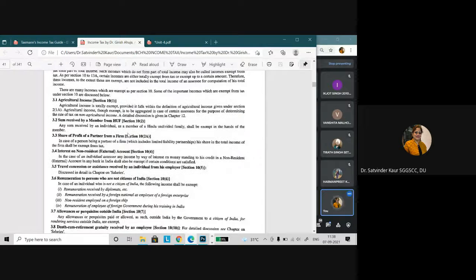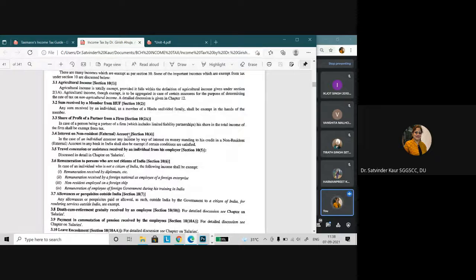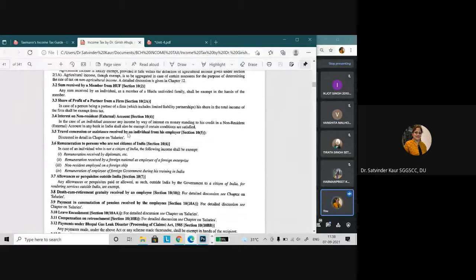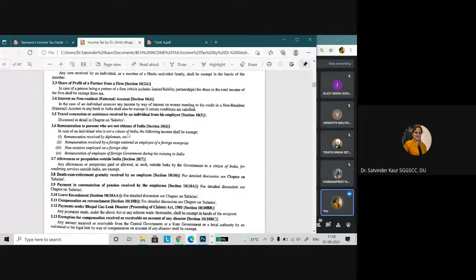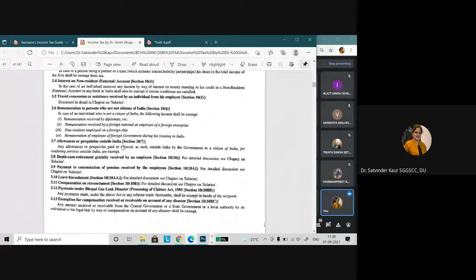Agricultural income 10.1, received by a member of HUF 10.2, then form 10.2A, 10.4 non-resident external account. Yeah, this particular point says, okay.